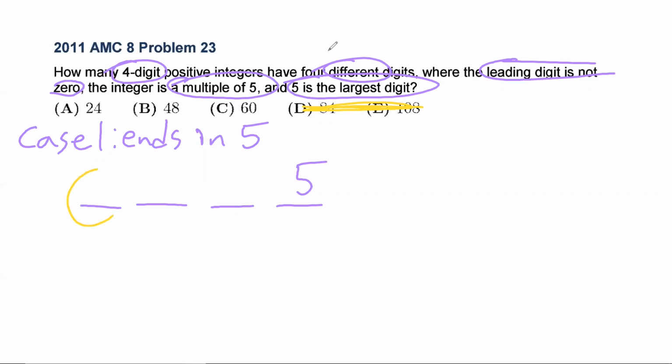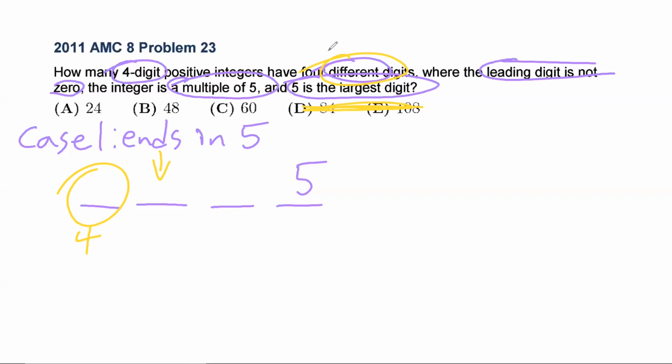Now they tell you here that the leading digit is not 0. So our first place here has 4 options. It can be 1, 2, 3, or 4. So that gives you 4 options here. So once you've chosen your number there, you can't use it again, because here it says that there's 4 different digits. So for your second place here, you can now start using 0.